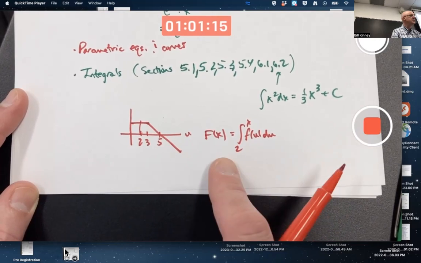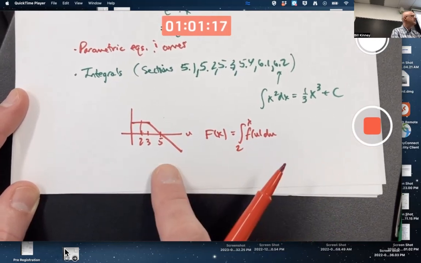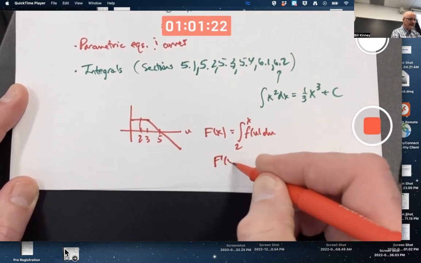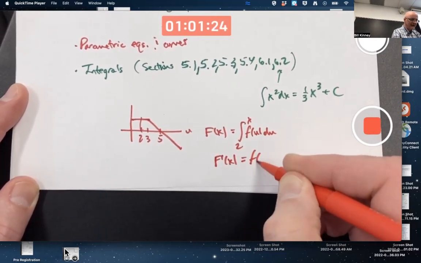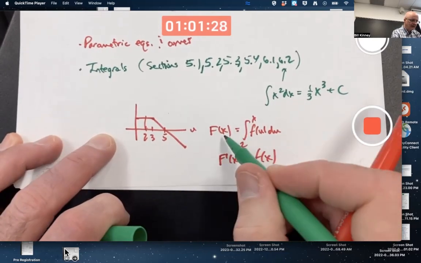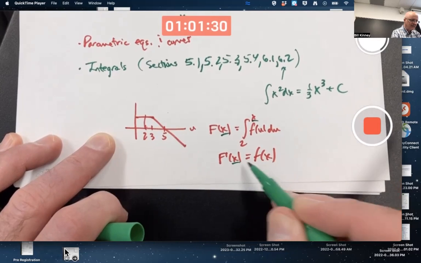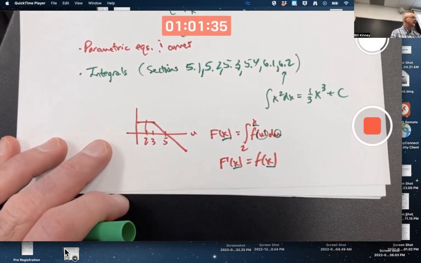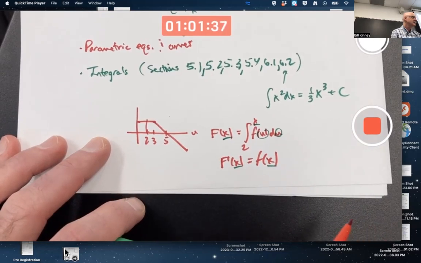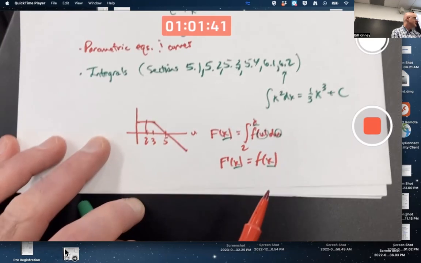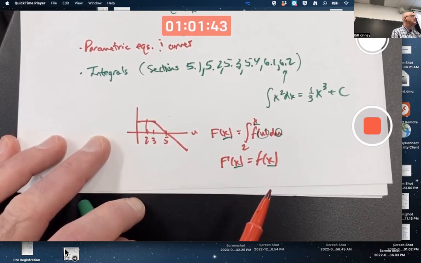We saw that this function ultimately had a derivative equal to this function. Capital F prime of x equals little f, not of u, but of x. You've got to be consistent with those variables. This variable has to match this one, and this variable has to match this one. The u doesn't matter. You can call that anything you want. Just don't call it f or x or d. u, v, w, t, doesn't matter.